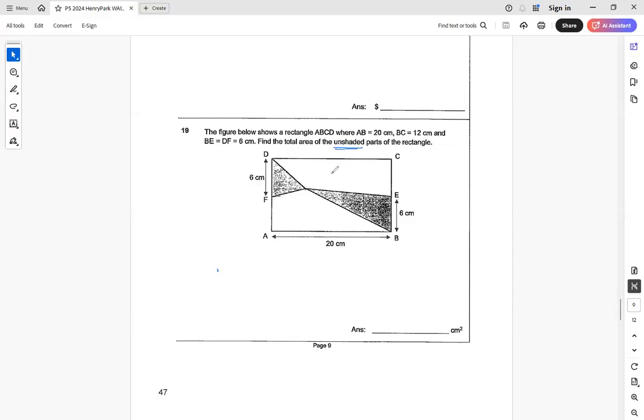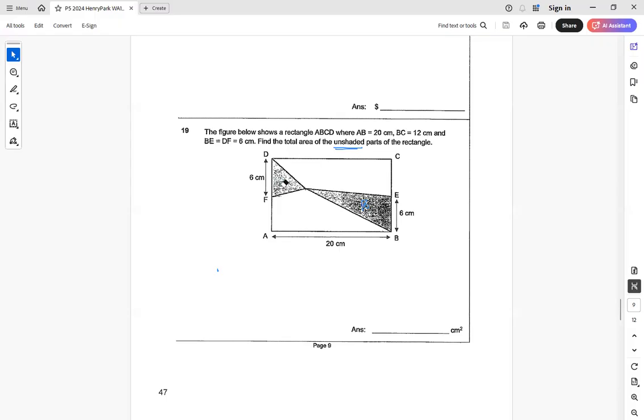Okay, but you look at this figure, the unshaded parts, very hard to find the area. So what we have to do to find the unshaded is we have to find the area of the whole rectangle minus these two shaded parts. Okay, take note, these two, I will label it A and B. You can see, cannot see.